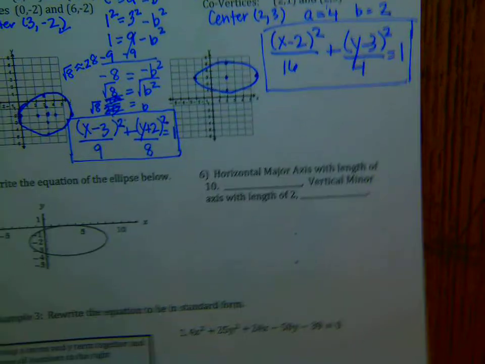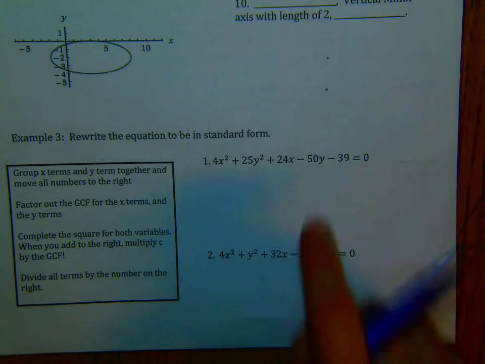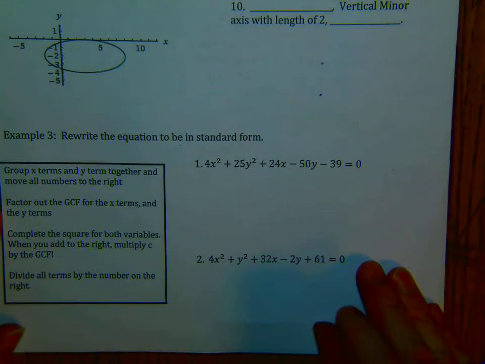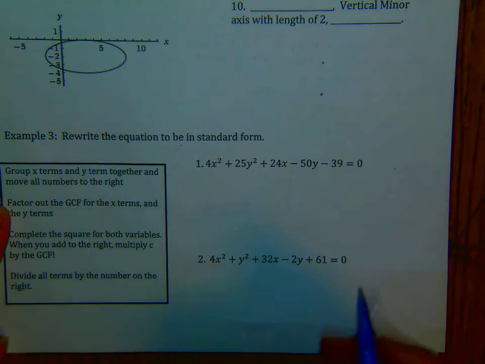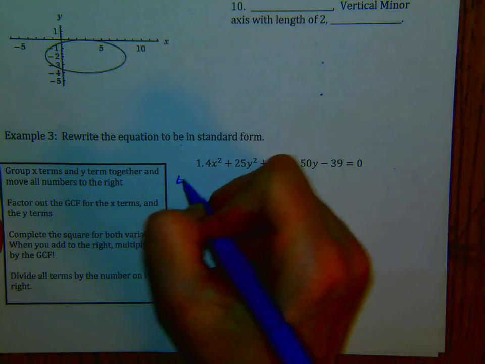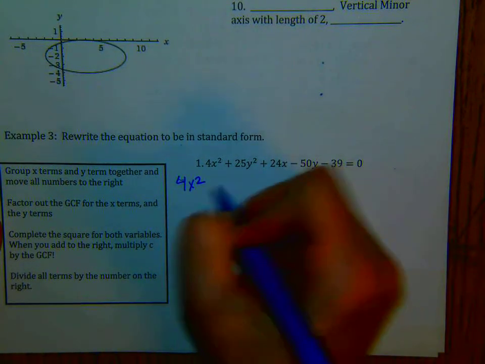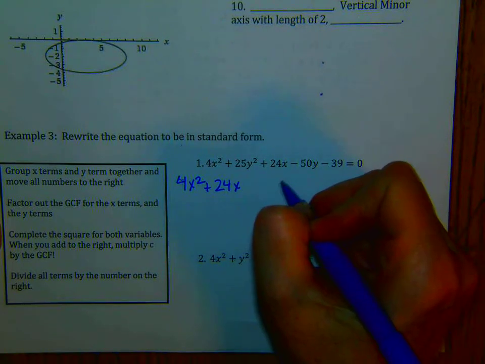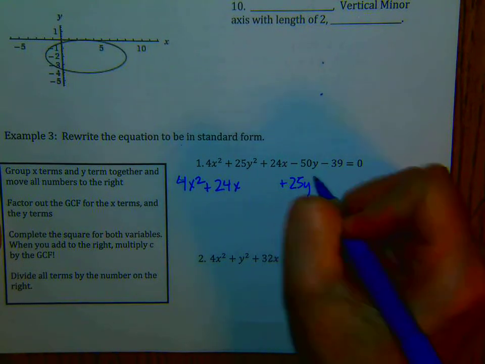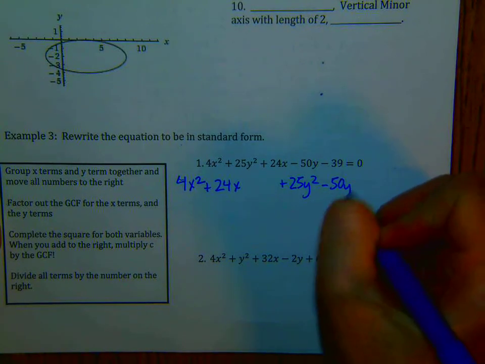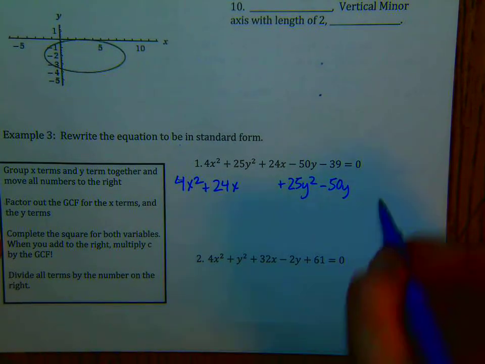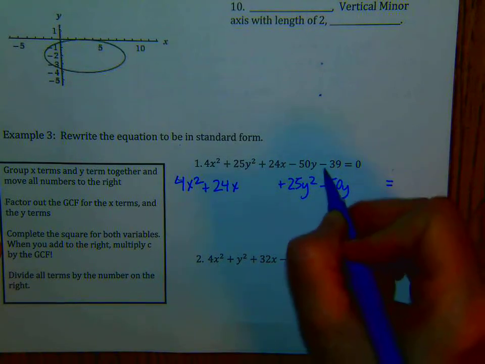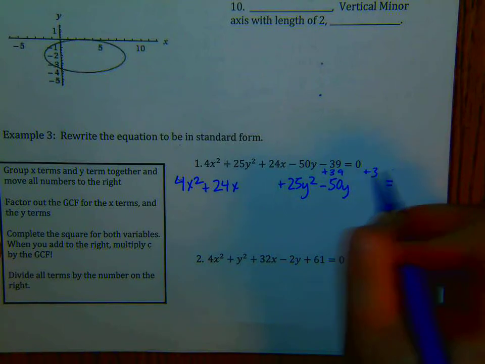So I'm going to let you do 5 and 6 on your own, and then I will do one of these for you. So let's review how we did this problem. We group all the x and y terms together. So we do 4x squared plus 24x, leave a little space. We have plus 25y squared minus 50y. Now we're going to complete the square, so we're going to move this term over to the other side. How do we do that? We add 39 to both sides.